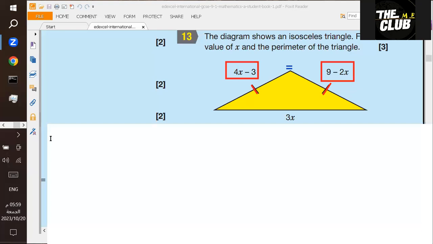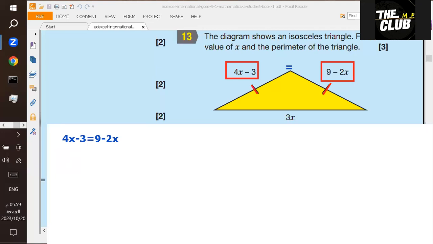Now, 4x minus 3 equals 9 minus 2x. Focus with me and follow the steps. If you have any problems, tell me. Now, to solve an equation like this, you have to take all the x parts to one side and all the constants to the other side. Meaning move anything with x to one side and the numbers to the other side, not all of them to the same side. You have to focus on this, okay?